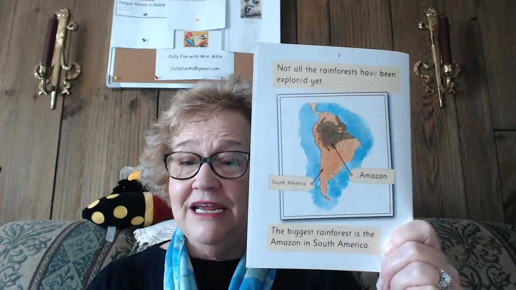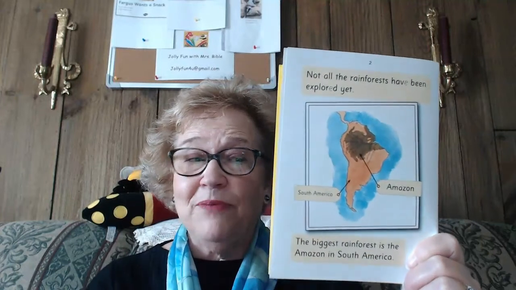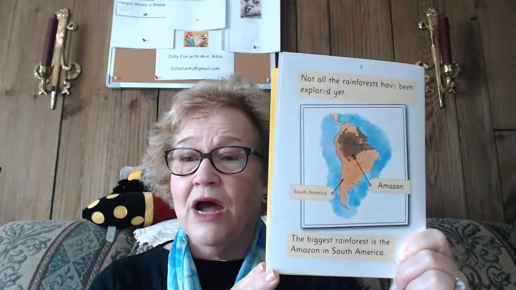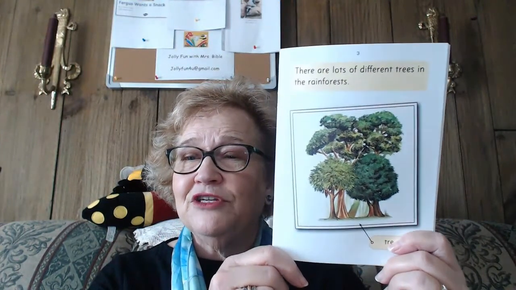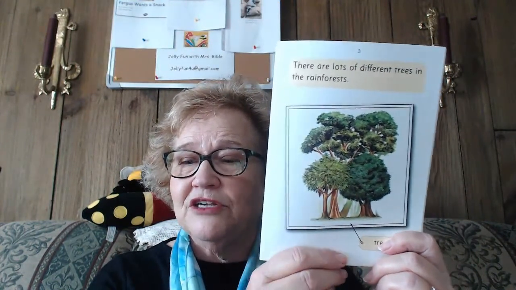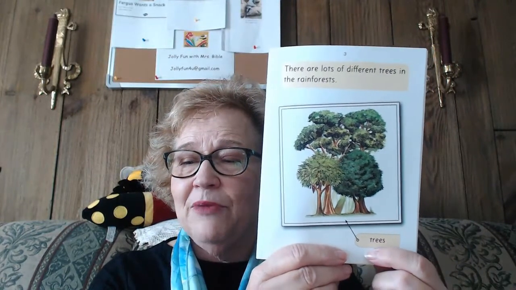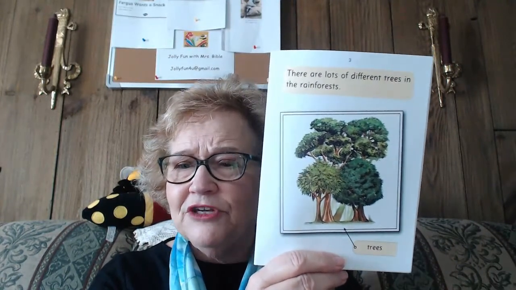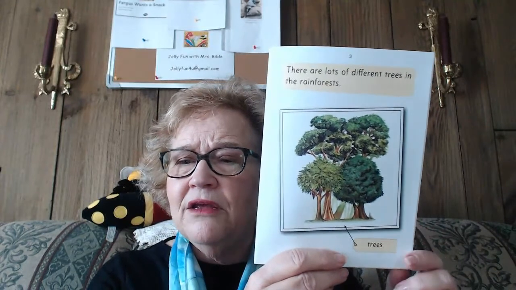Now, what's interesting is a lot of people have been exploring the rainforest for quite a while, but this is new information to me that not all the rainforests have even been explored yet. Maybe some of you will grow up and explore those. It says here there are lots of different trees in the rainforest. So you see, here's my little label here, and there are different kinds of trees, different colors of green, different kinds of leaves. And I did hear that the rainforest gets a lot of rain. That's probably why they call it a rainforest.